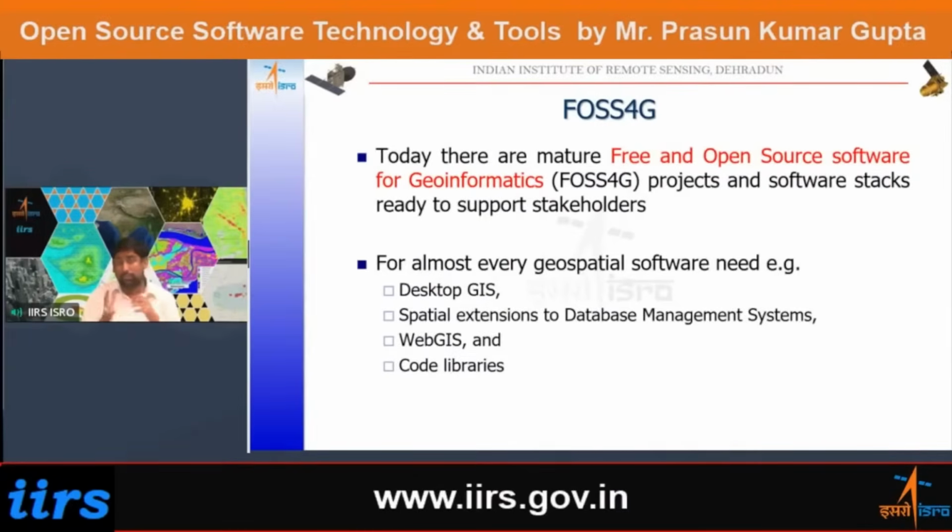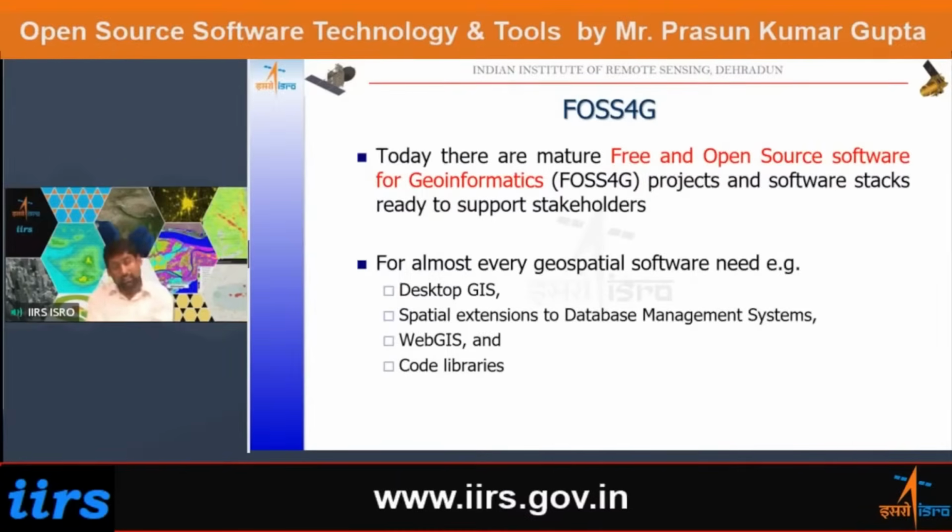So in the domain of geoinformatics or GIS, there is another term called FOSS4G. FOSS4G meaning free and open source software for geoinformatics. Here the number 4 refers to "for". This is a single term which is used for all the open source software in the GIS domain.